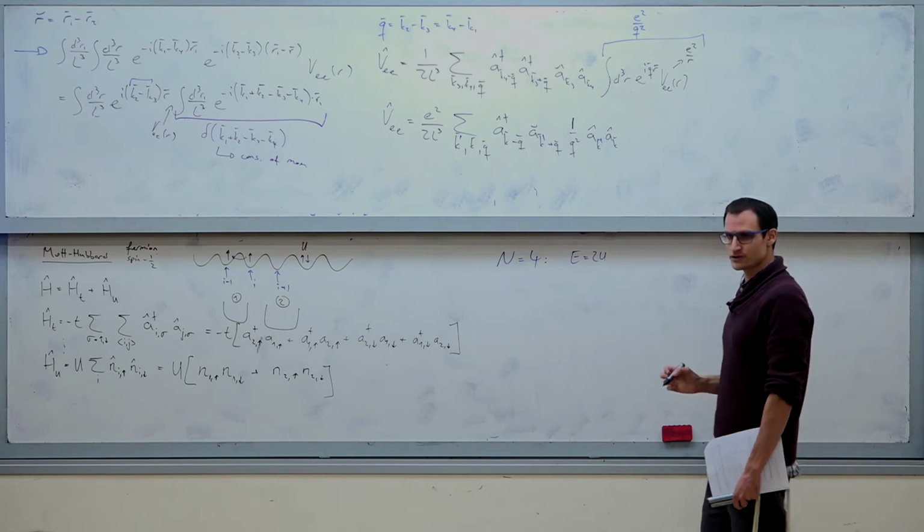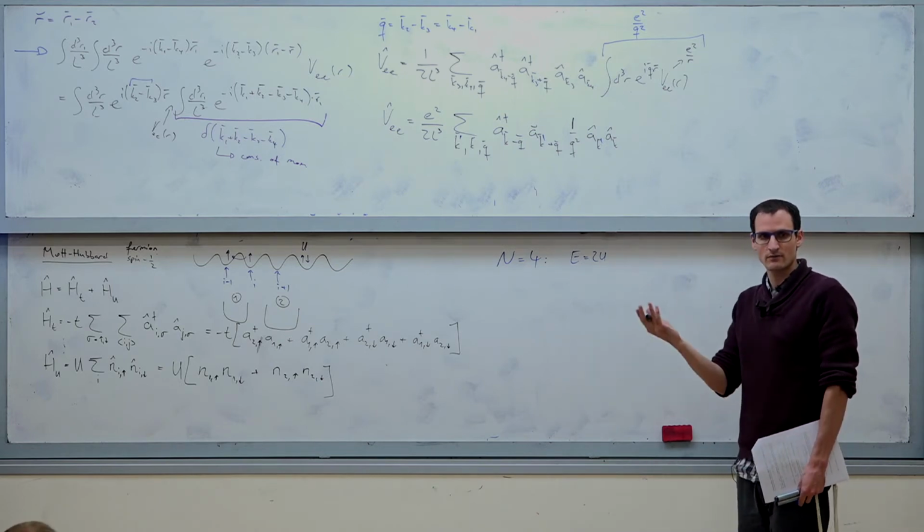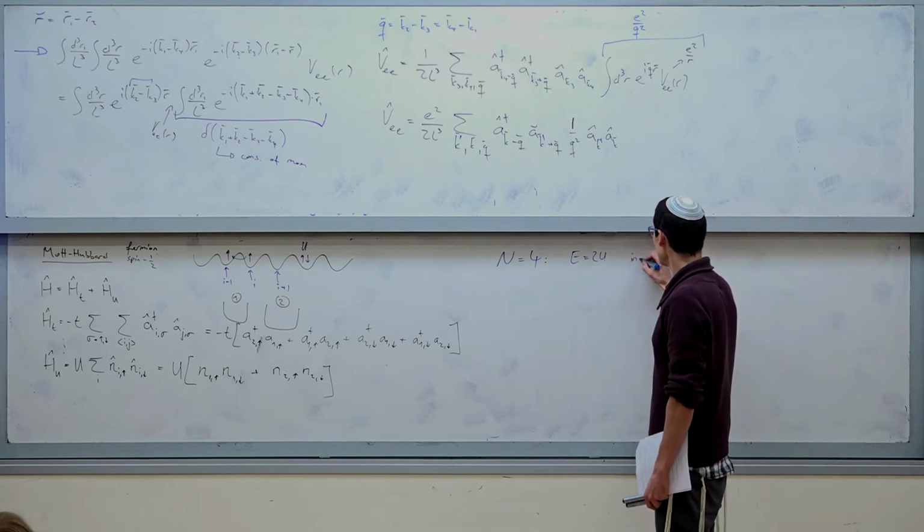And there is no motion. No electron can move anywhere. And when electrons cannot move, we call this an insulator. So in this case, you have an insulator.